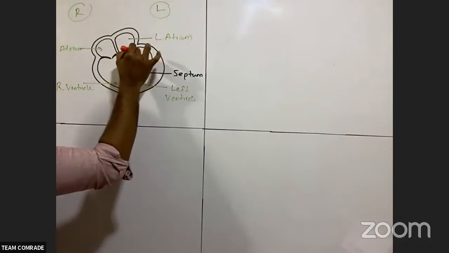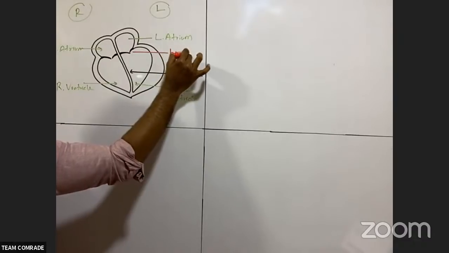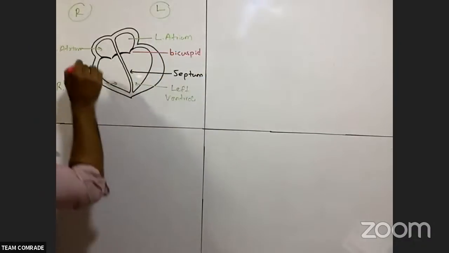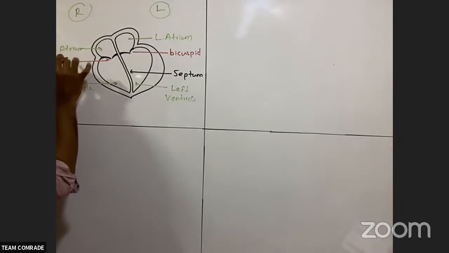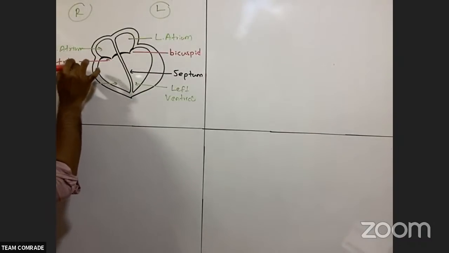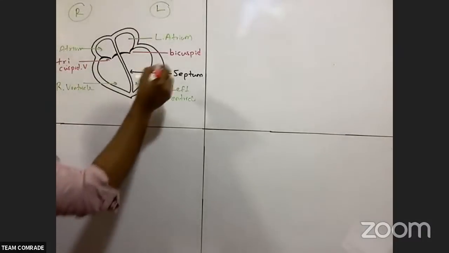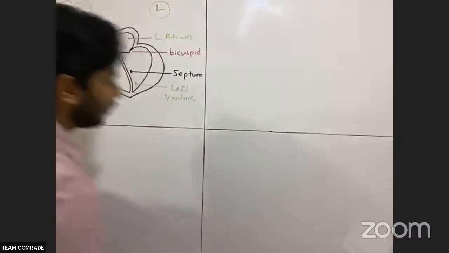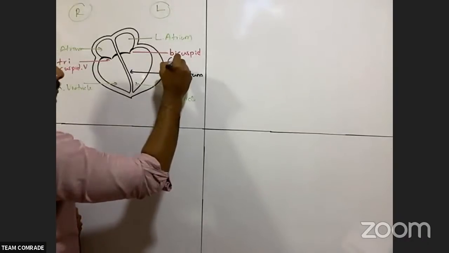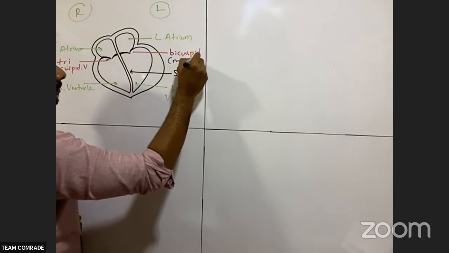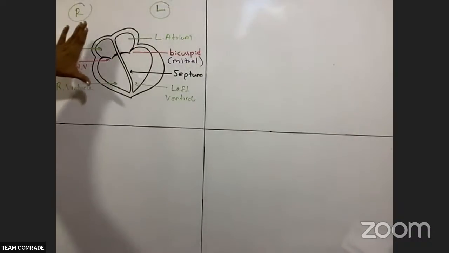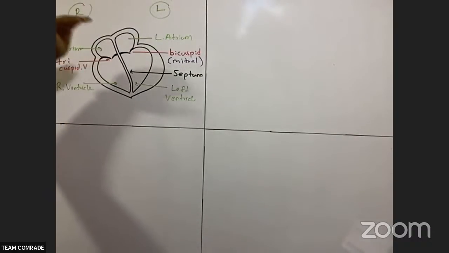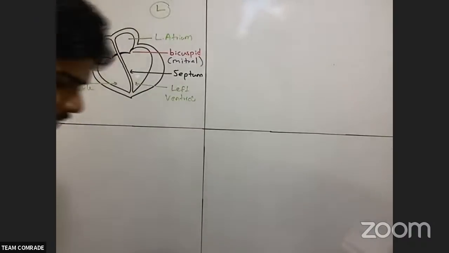Not only that, we have two valves. The left side valve we call bicuspid valve. This one we call tricuspid valve. For the bicuspid valve, we have another name also. I will tell you now: we call it mitral valve. So these are the four chambers of the heart with their valves and their parts.